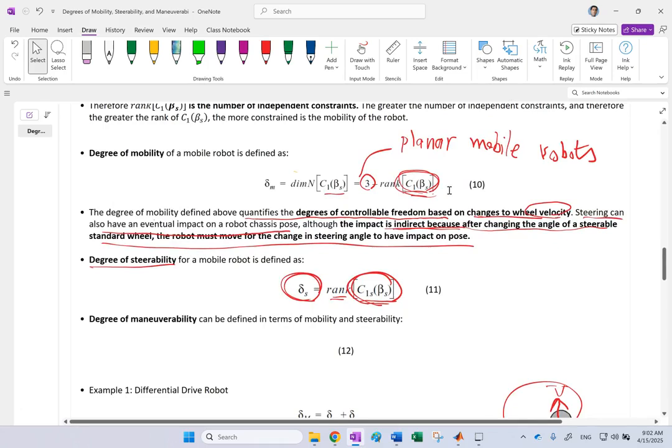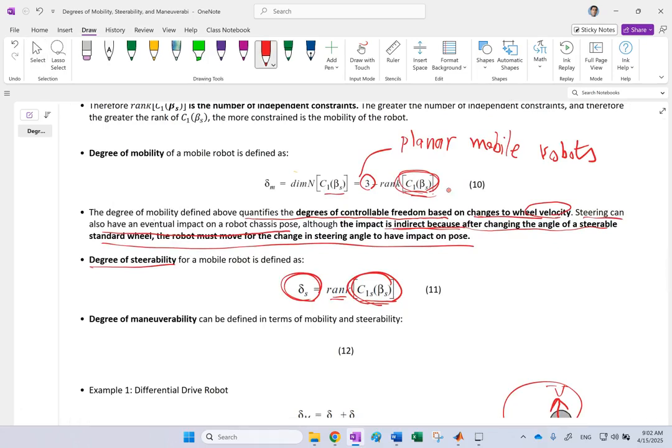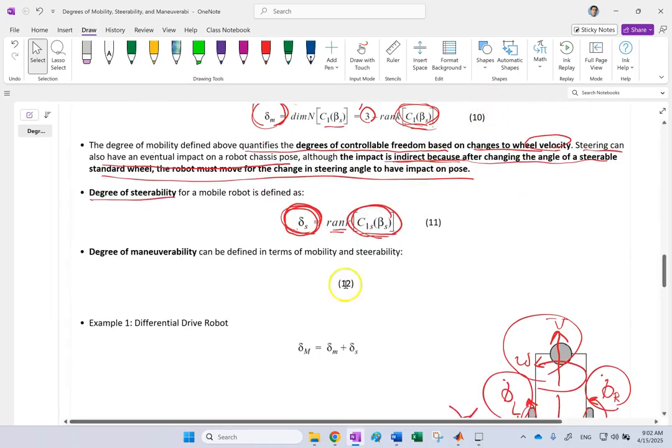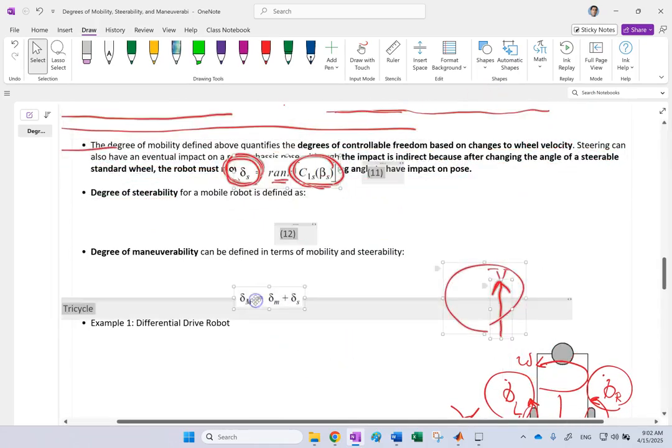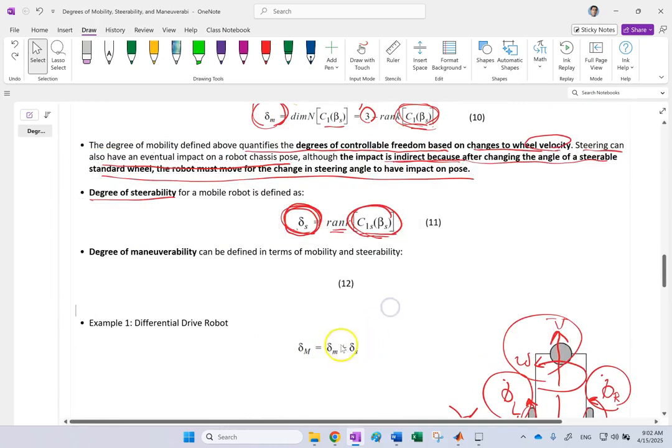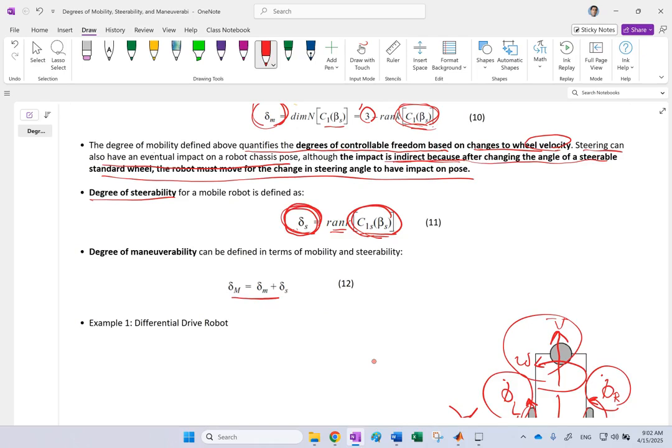And finally, now that your system, because of the motion of the wheels, can have delta M degrees of freedom for mobility, and because of the steerable wheels, it can have delta S degrees of freedom. If you add these two together, you can finally define what? The degree of maneuverability. So maneuverability is basically everything your robot can do because of the spin of the wheels and because of the steering of the steerable wheels. Okay, so that is called degree of maneuverability. It's the sum of the two.